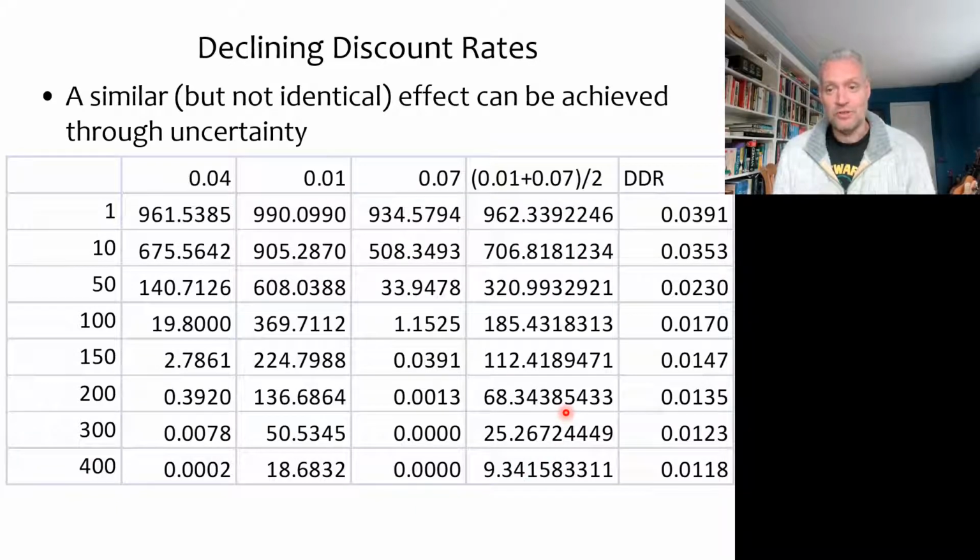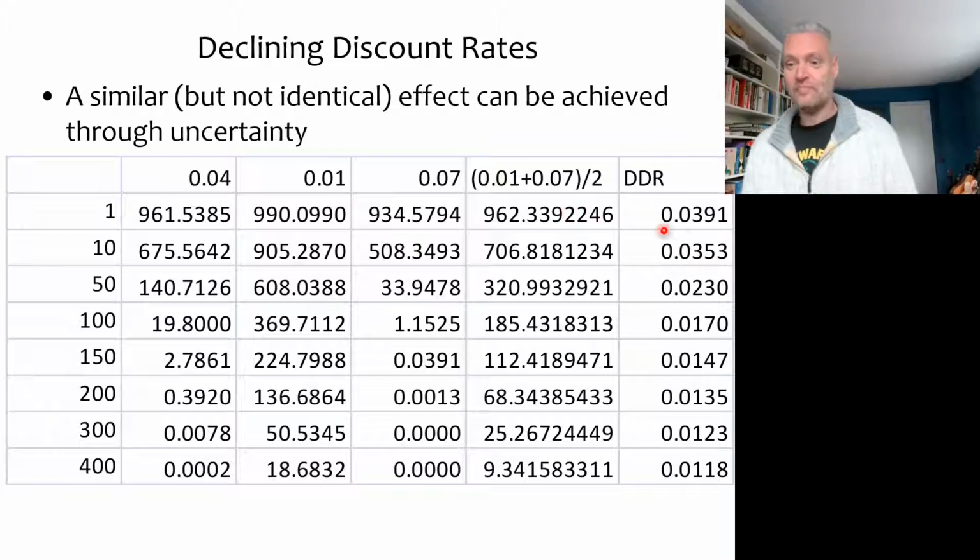And then what you can do is calculate the equivalent discount rate, the discount rate that would get you to this particular discount factor. That's not 4%, that's 0.391% in the first year. And it is not 4% after 100 years, but it's 0.17%.